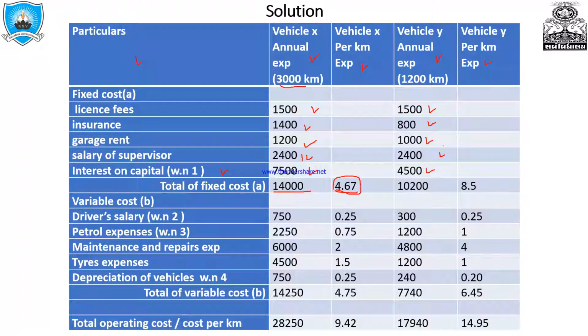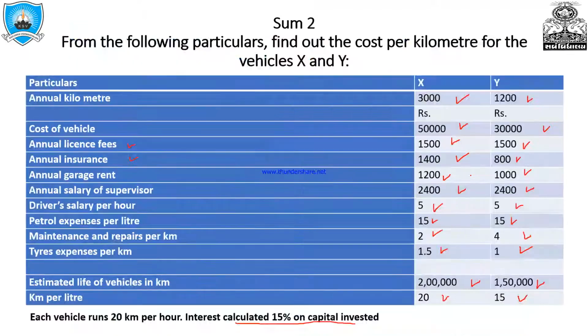rupees. For vehicle Y, the sum of expenses and the total is 10,200 rupees. Divide by 1,200 kilometers given, 8.5 per kilometer. 8.5 is the vehicle Y fixed expense per kilometer. Now, no other fixed cost is given in this sum. All fixed costs covered. Now, the variable cost column.